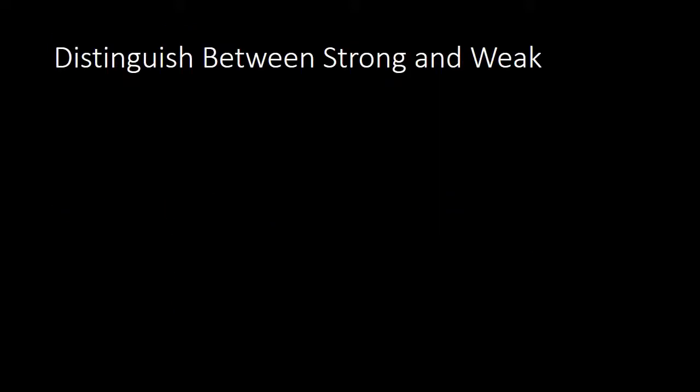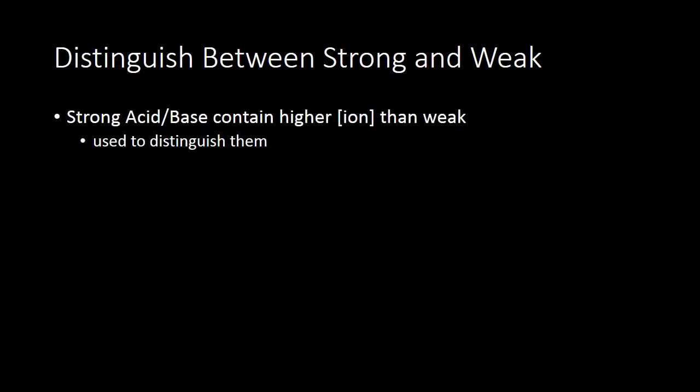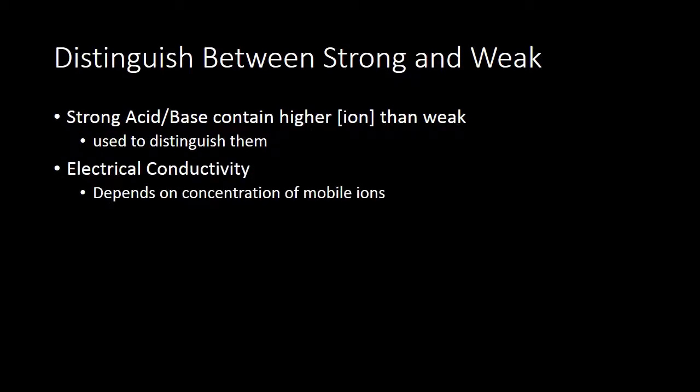Then what can we do to test for strong and weak if you're given an unknown solution? Well, strong acids and bases contain a higher ion concentration than weak. So use that to distinguish them. This is only valid if you have the same concentration of acid and base and at the same temperature, because pH is temperature dependent. So because they're ions, you can look at electrical conductivity. The more ions you have present, the more conductivity you can have, and you can use a conductivity probe to determine that. So a weak acid or base has a low number of ions, therefore low conductivity, so on and so forth.